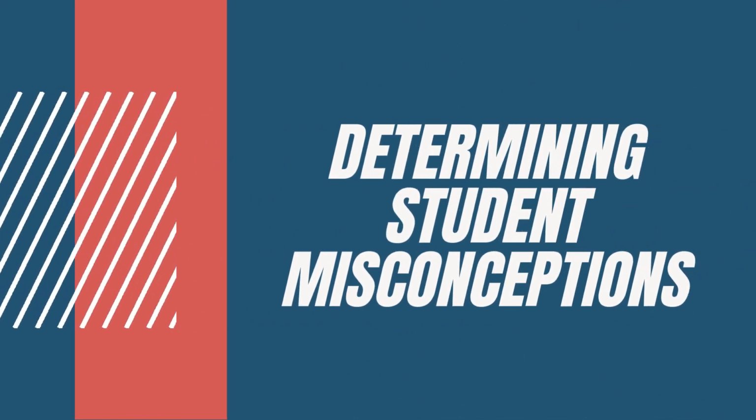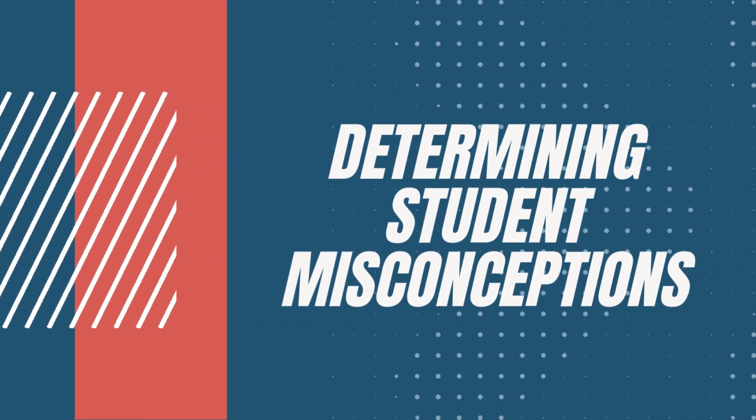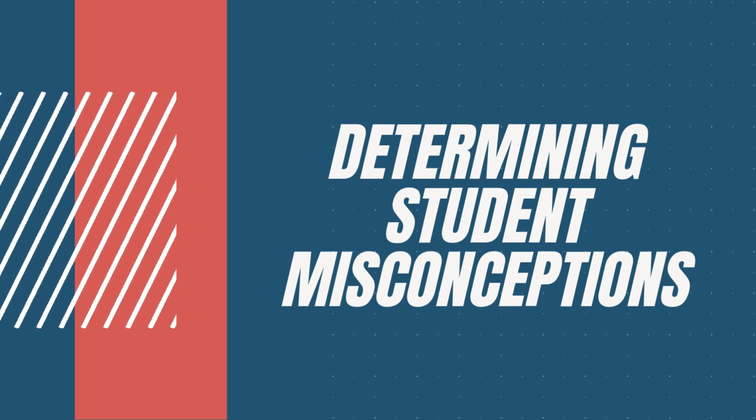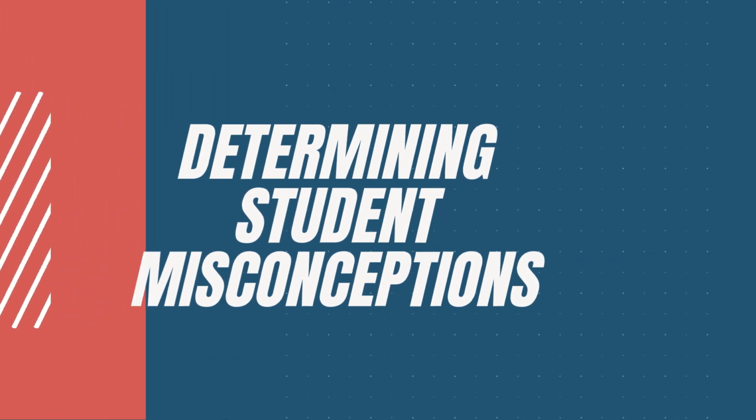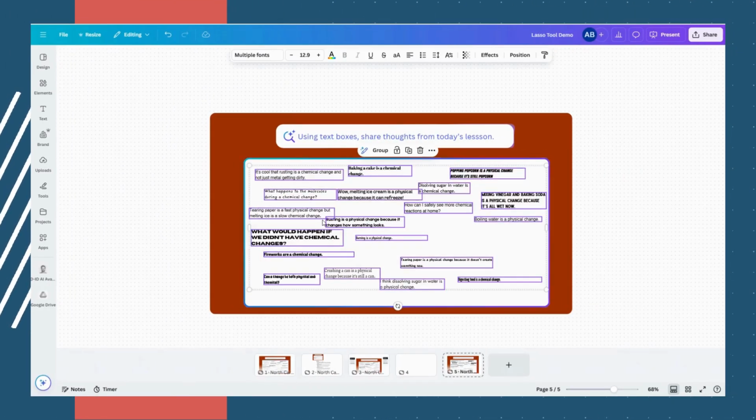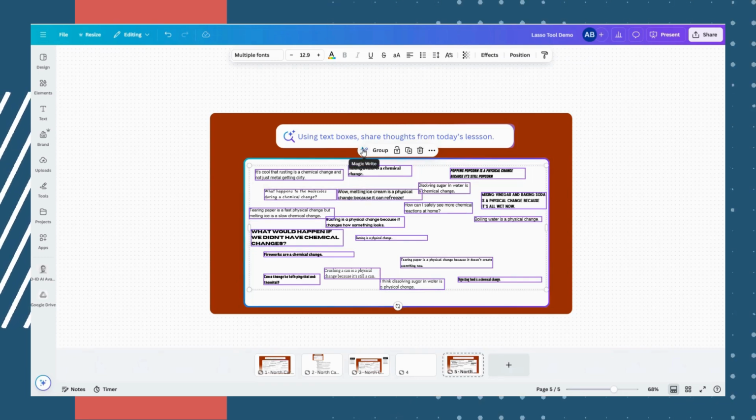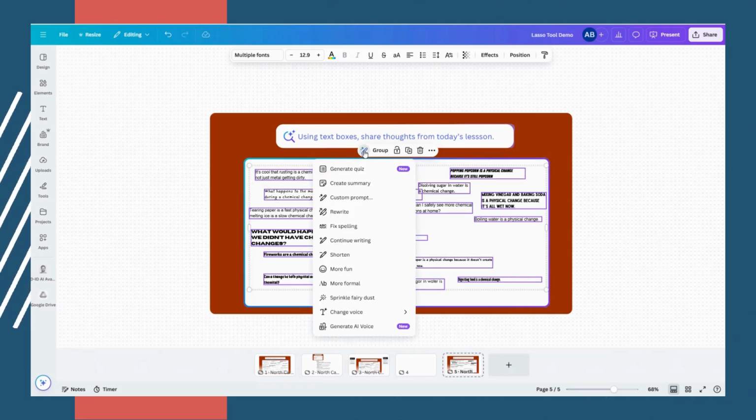Next, let's look at student responses and determine some misunderstandings they may be having about the lesson on chemical and physical changes. Select all student responses again and select the Magic Write tool from the toolbar. Now, scroll down to the custom prompt.